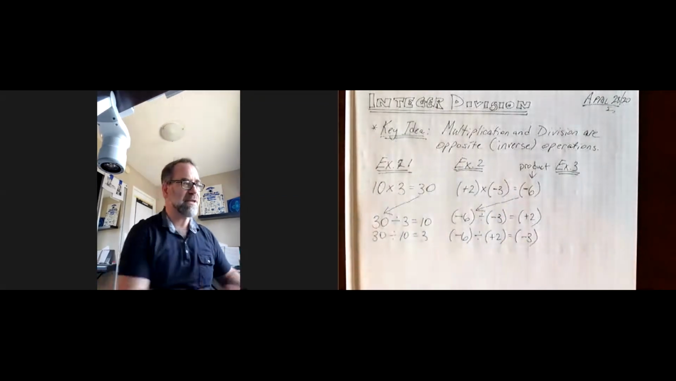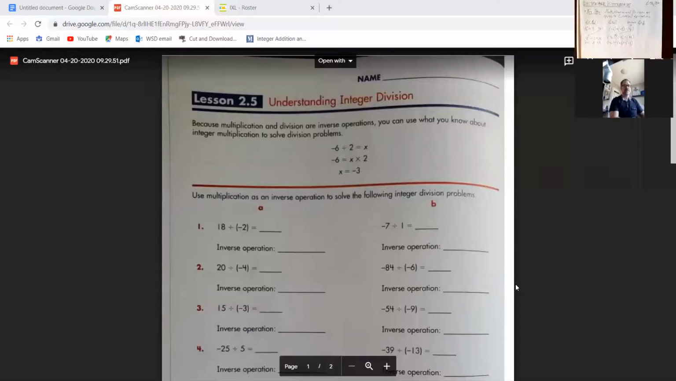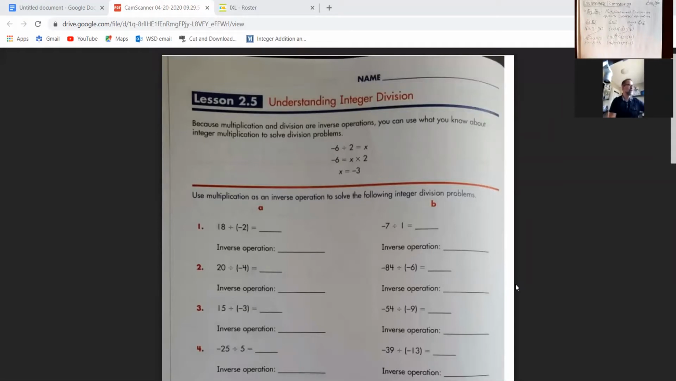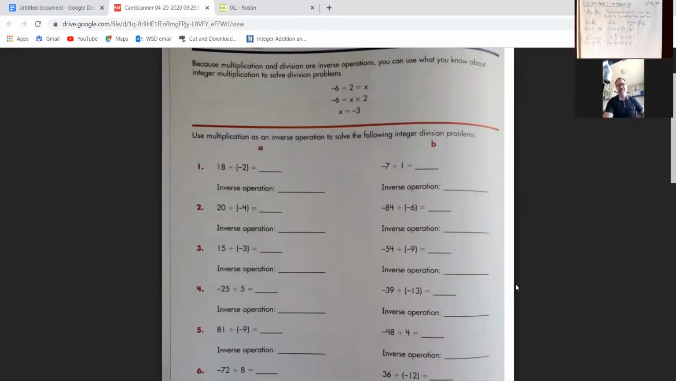So your assignment, I'm just going to share that with you again. If you take a look at the assignment, it's 2 pages today. 2.5 says understanding integer division. When you go to look at that, you're going to see that it has an example up at the top that throws a variable x in there. So what is that variable x all about anyway? Well, you can probably guess that that's a little bit more of an algebraic way of solving things. And basically what it does is exactly what we did, but the steps look a little bit different. So when it says inverse operation, that question is just asking you to solve it using multiplication.